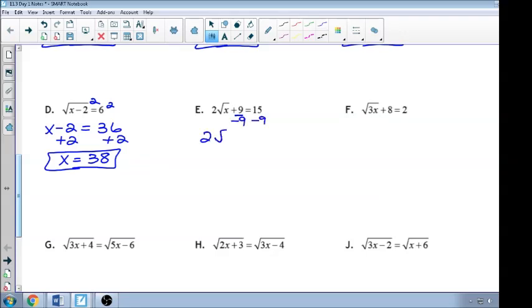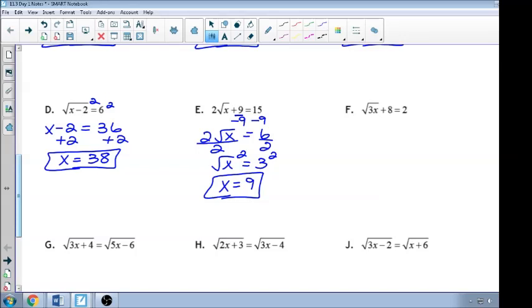So I end up with 2 times the square root of x equals 6. Then I can divide by 2. The square root of x would equal 3. At this point, I need to square both sides, so x would equal 9.